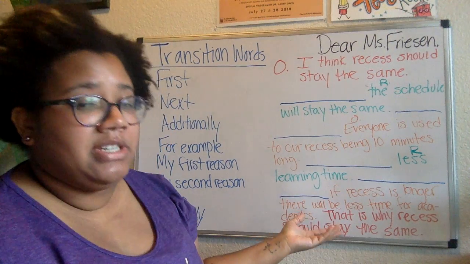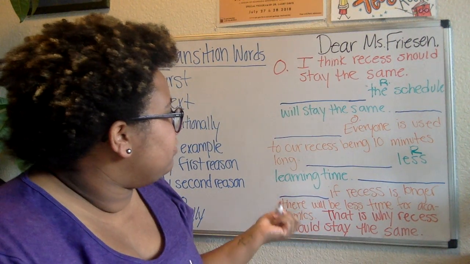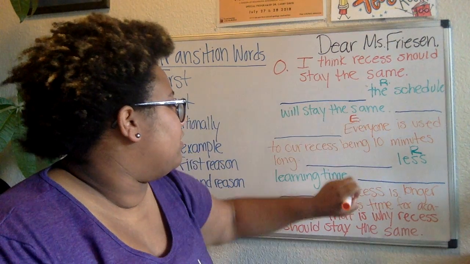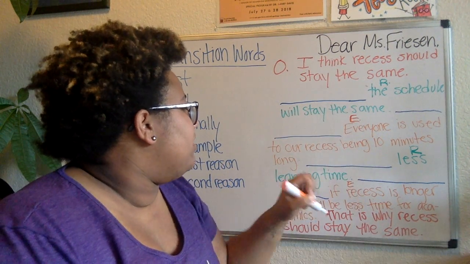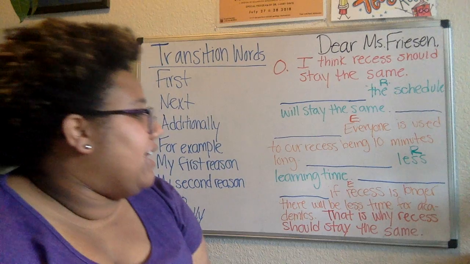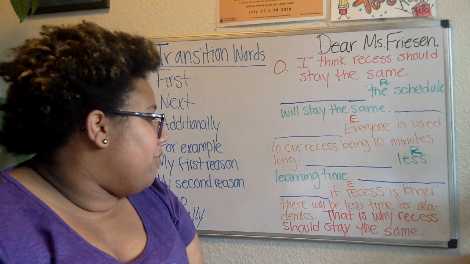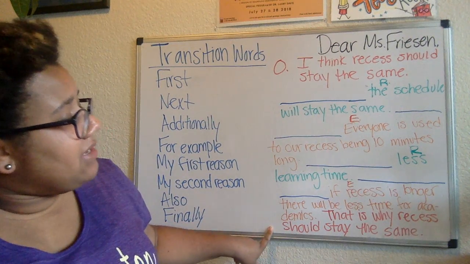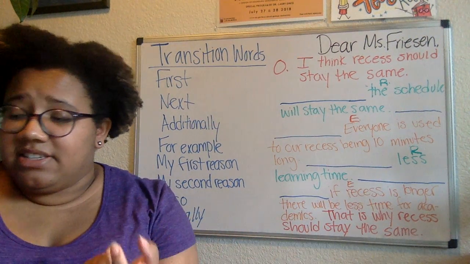And then to go into detail about that, that should be an E. My example for less learning time would be if recess is longer, there would be less time for academics. And then I restated my opinion. That is why I think recess should stay the same.